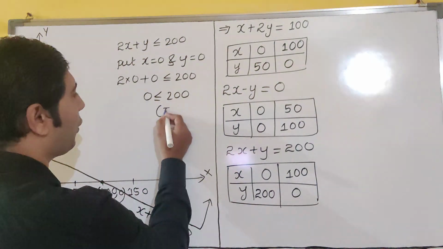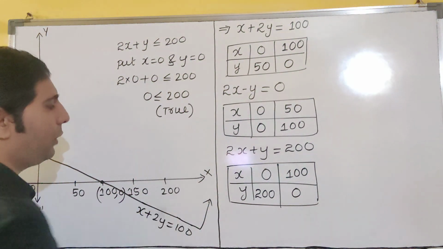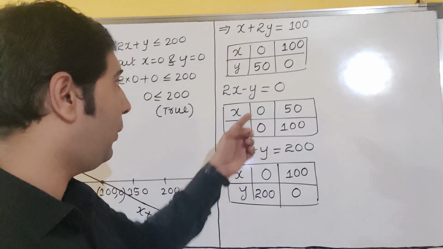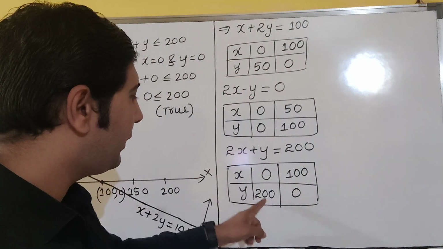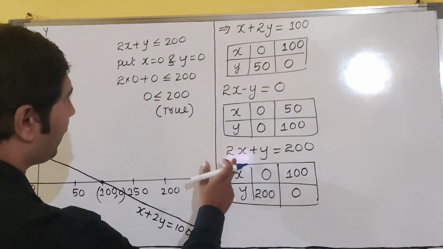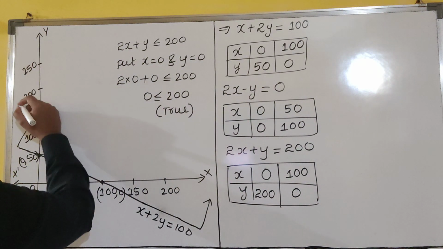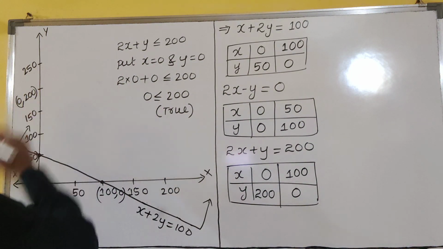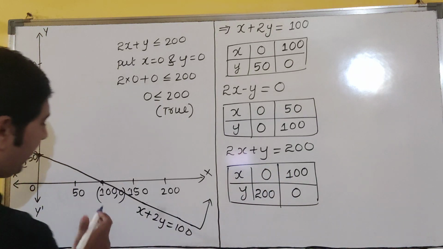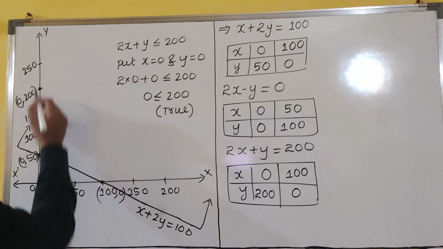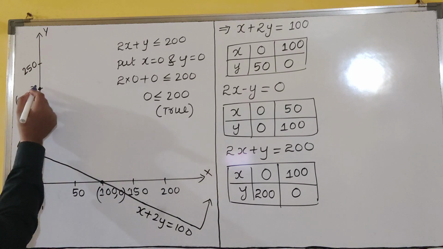That means this is true, dear students. If it is true, you know that it will contain what? Origin. But we have to plot the graph first. 0, 200. This one I am saying, dear students, this one. 0, 200, where will it come? 0, 200 will come here. And next 100, 0, again same point. So that means this point and this point, we have to join them.